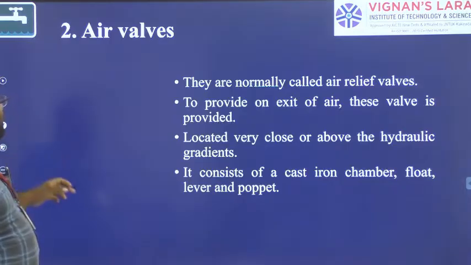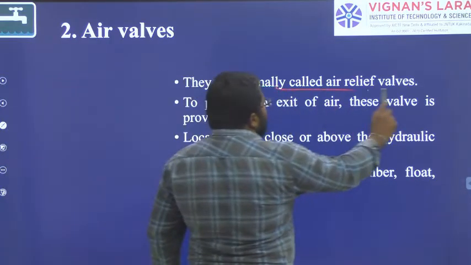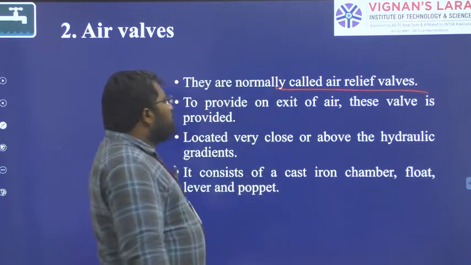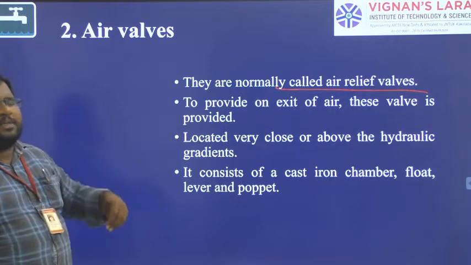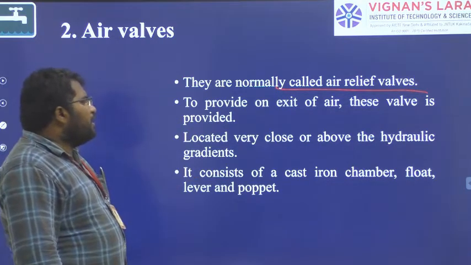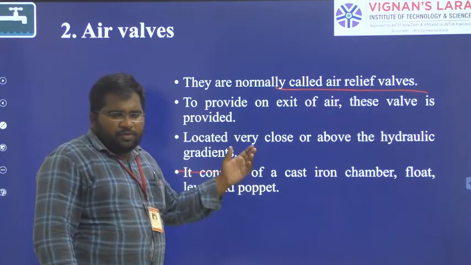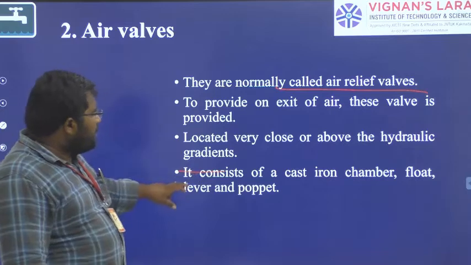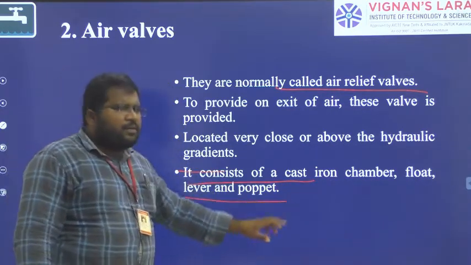Next, the second valve is the air valve. These are normally called air relief valves. These provide an exit for air, to send out accumulated air which is present in the pipeline. They are located very close to or above the hydraulic gradient. It consists of a cast iron chamber, float, lever and poppet.